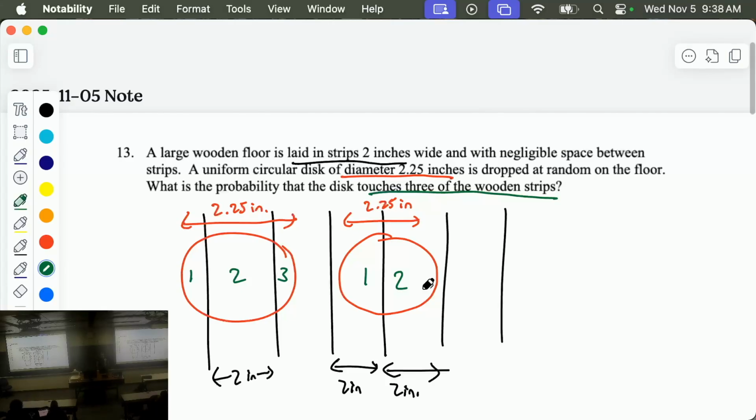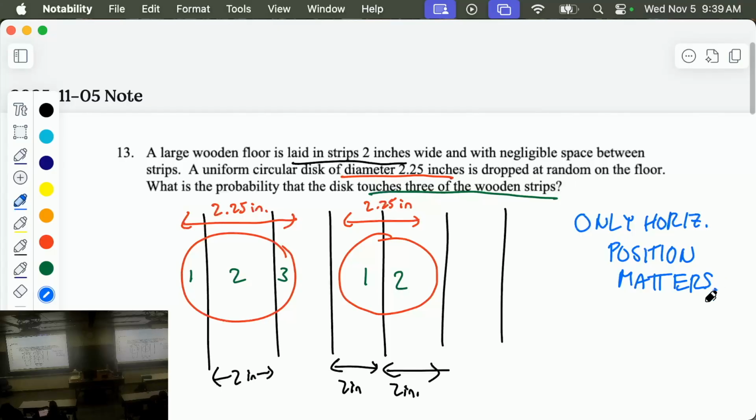Questions, comments? Okay, so the way I would do this one, and there's many, many different ways. The first thing to notice is only the horizontal position matters. The vertical position does not matter. And that's because they're just planks. If you move the picture up and down, it looks exactly the same. So only the horizontal position matters.